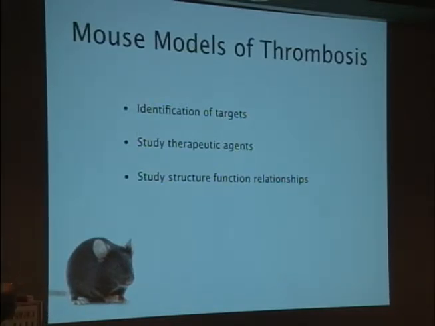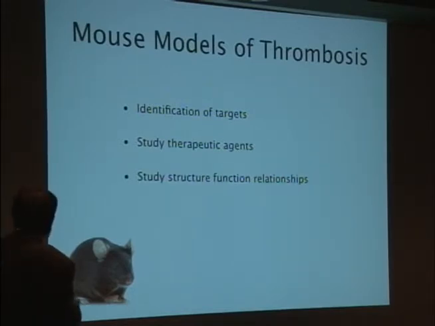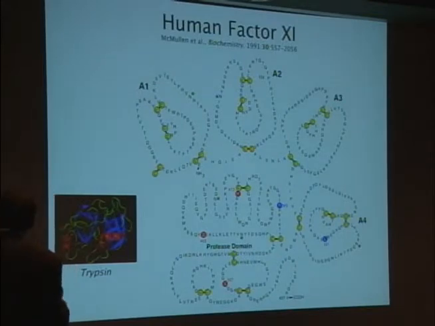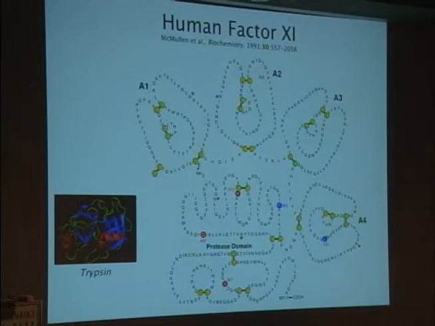So one other thing we've been able to do with the knockout mice is to actually start to study structure-function relationships in the factor 11 molecule, which may reveal new pathways or new sites that might be the targets for future therapeutic agents. So without going into a ton of biochemistry on human factor 11, this is a schematic diagram showing you that the factor 11 subunit is comprised of 4 so-called apple domains, and they actually fold together into a disc, and a trypsin-like catalytic domain.